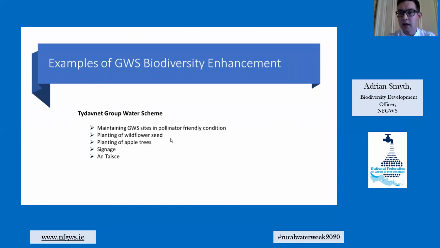Another example is Tydavnet Group Water Scheme in County Monaghan. They have done very similar work to the Limerick Group Water Schemes in that they're maintaining their sites in pollinator-friendly conditions. They're planting wildflower seeds, they're planting apple trees, they're erecting signage, but also they're liaising with external organizations such as Inland Fisheries, who are involved with managing the catchment around their lake source. It's very important that your group scheme is liaising with different organizations, getting that knowledge and really working together to get a good result. As I say, when you're helping your biodiversity in your catchment, you're also helping to protect your water source.